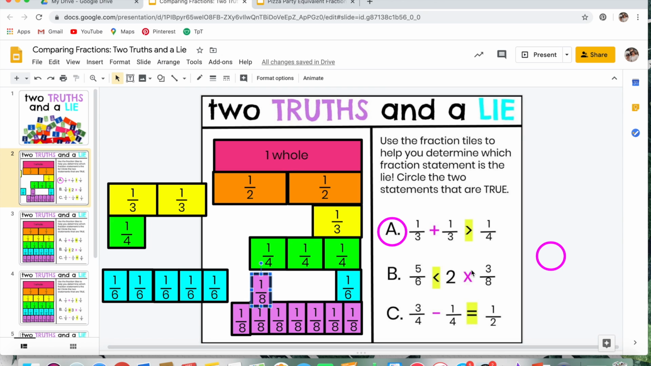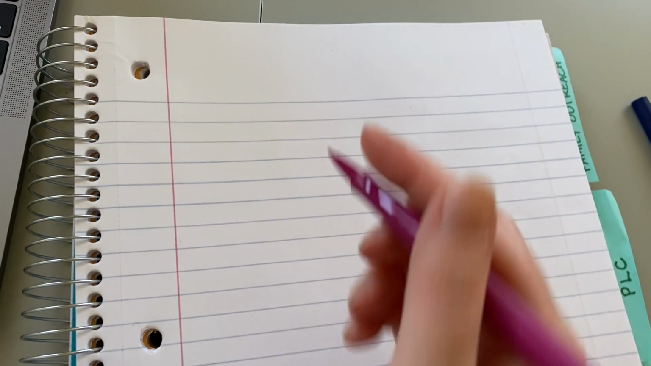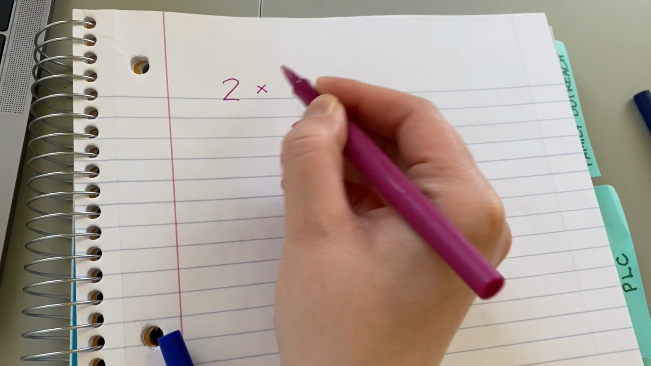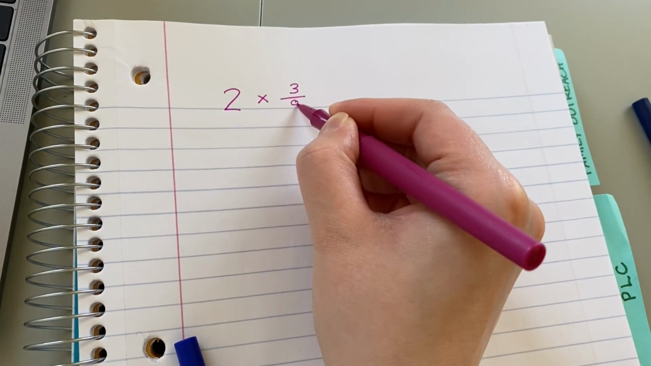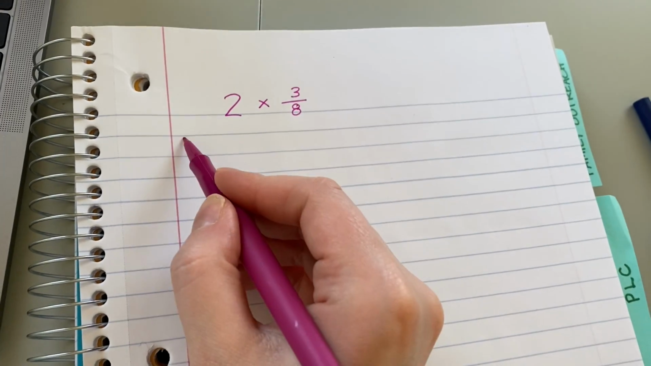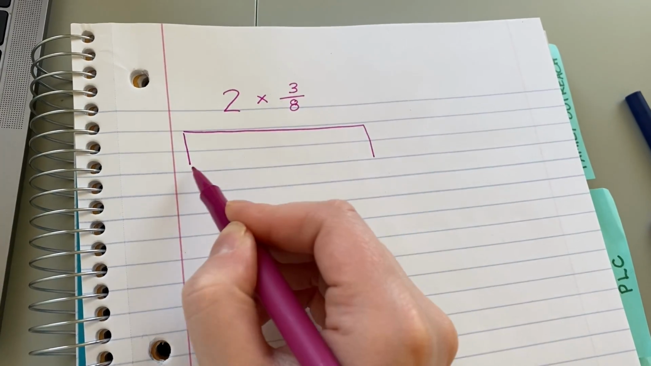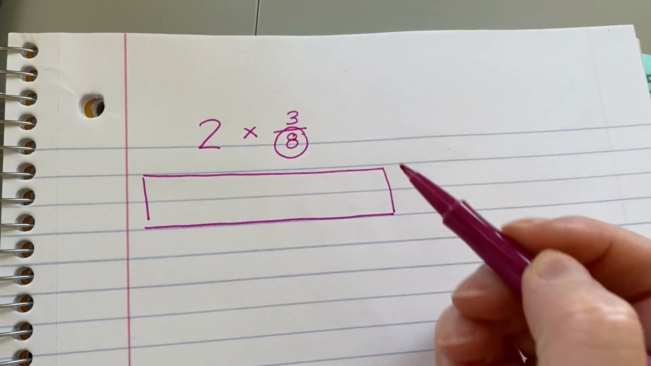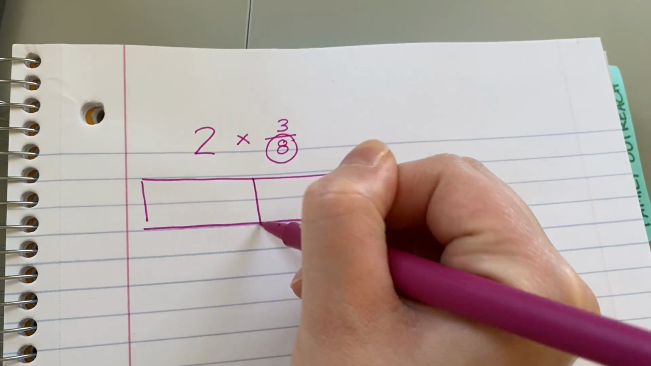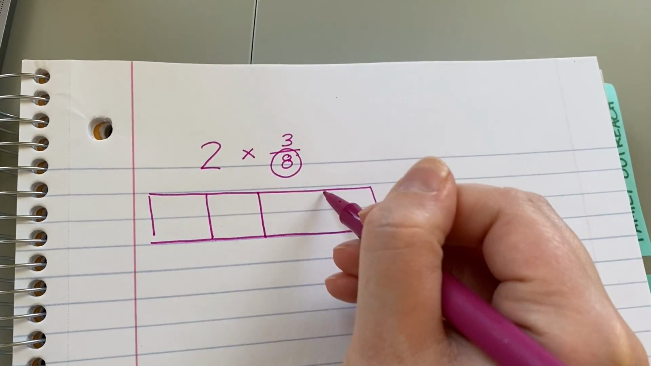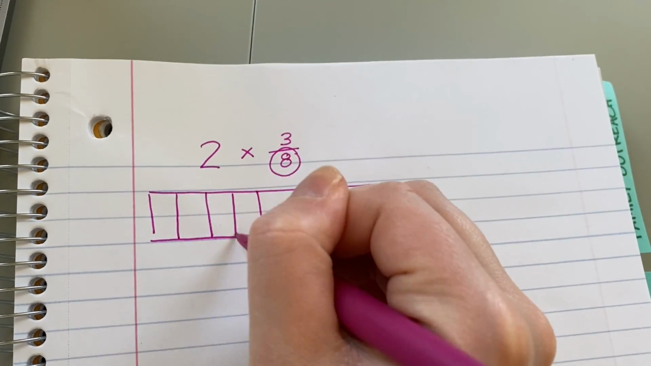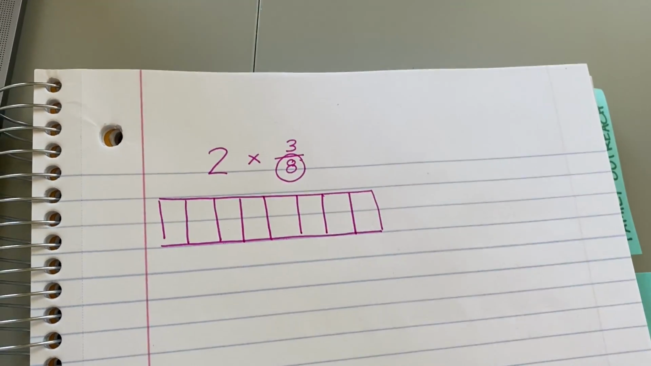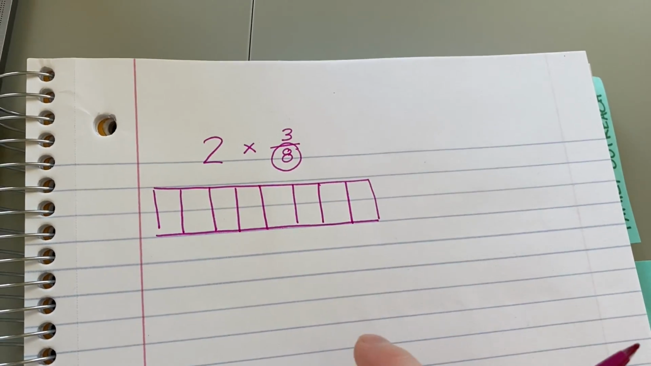Another way we did this in the classroom is by showing it with a picture, which I will show you how to do right now. So here we go. I am multiplying 2 wholes times 3/8. So what I'm going to do is draw my fraction bar. I know my denominator here is 8ths, so my fraction bar is going to need to have 8 parts. The way I like to do that is break that up into 4ths and then break each 4th up into 2 parts each. That helps me make my parts as equal as I can possibly get them.